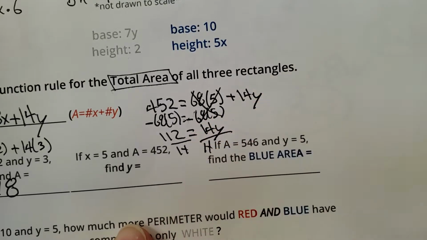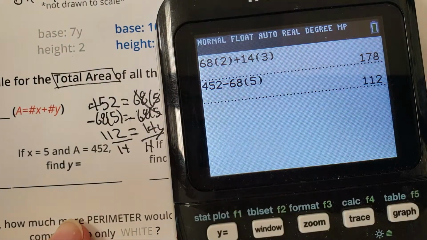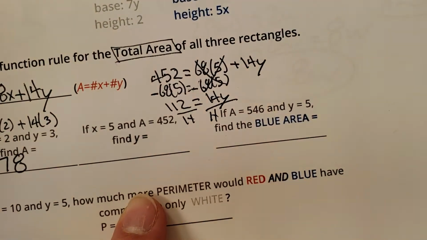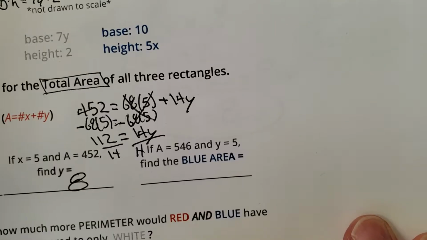Lesson learned. I'm probably going to do this on the side somewhere. I'm going to do the next one. Look at all this room over here. Should have done it over there. Hindsight's always 20/20. 112 divided by 14 is 8. Okay, good. I was hoping I'd get a nice number. y equals 8. Boom. Here we go.